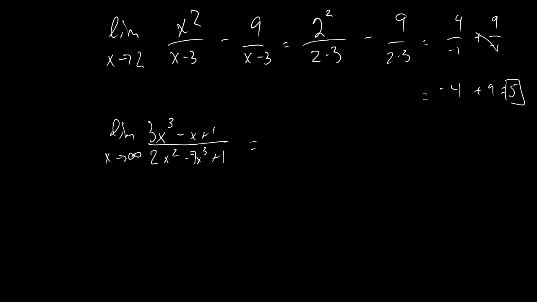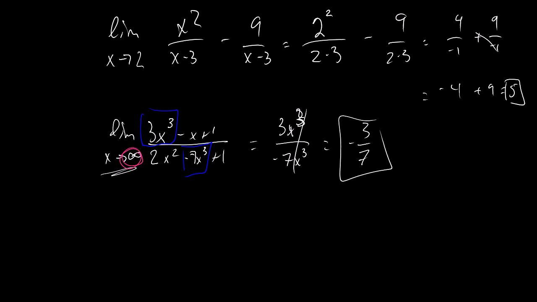Okay. Whenever we deal with limits approaching infinity, that's important. All we care about is the highest power on top and bottom. So the highest power term is this term. Then we have a sneakily hidden term there. So we have 3x cubed all over negative 7x cubed. Well, the x cubes cancel out. We have negative 3/7. Done.